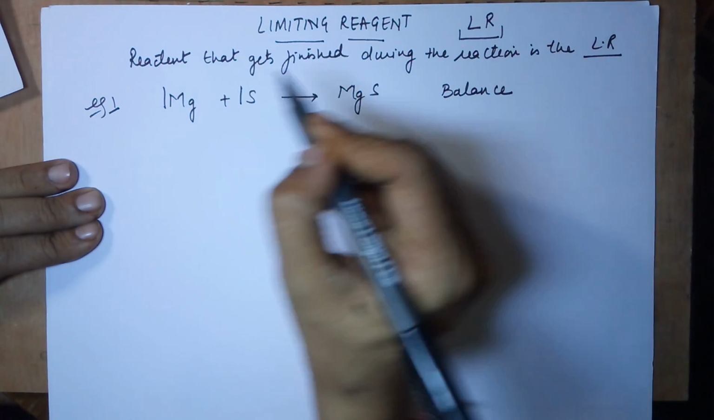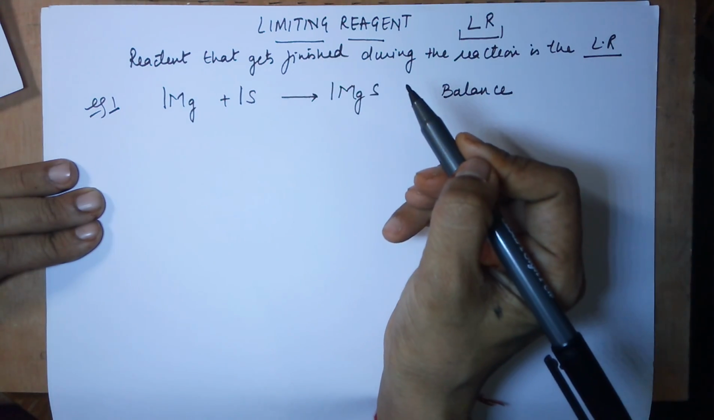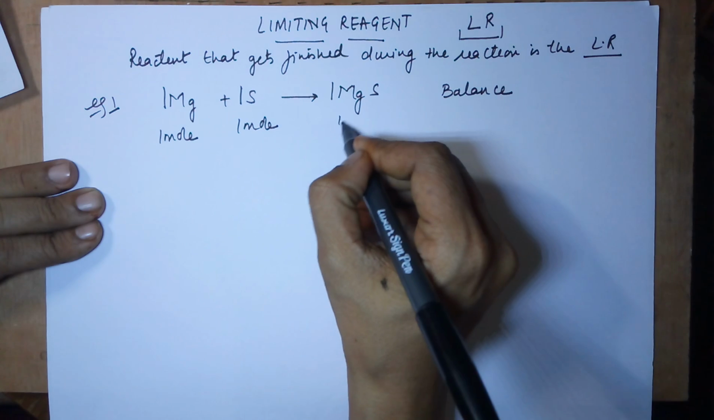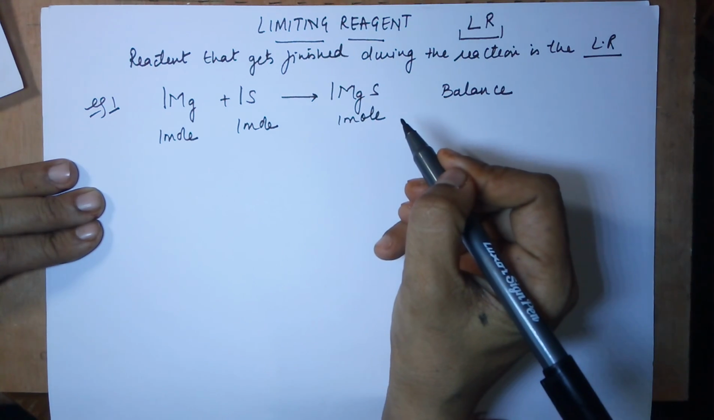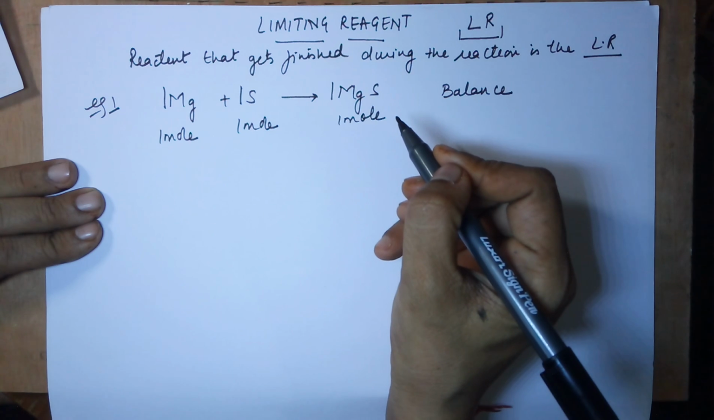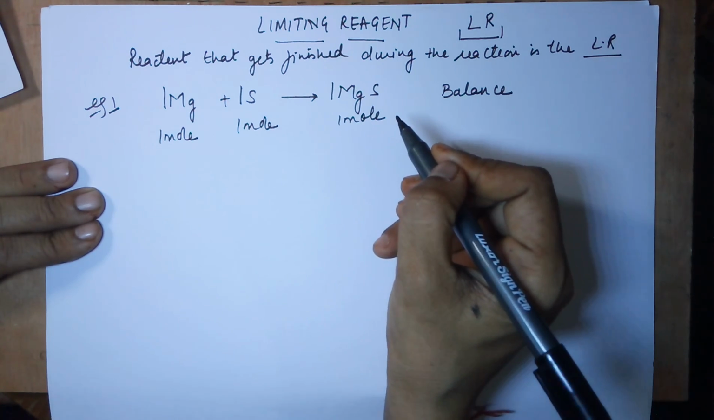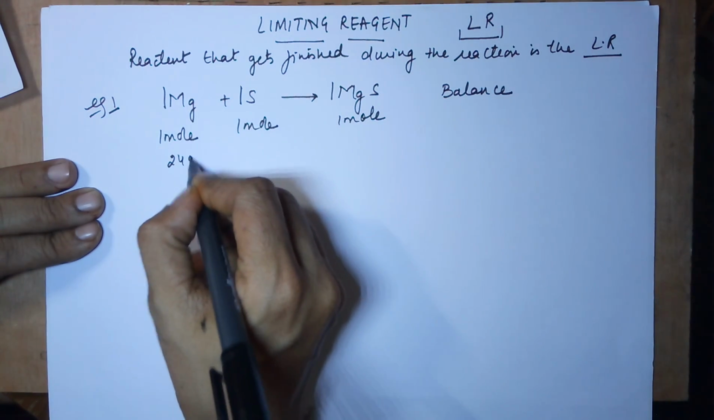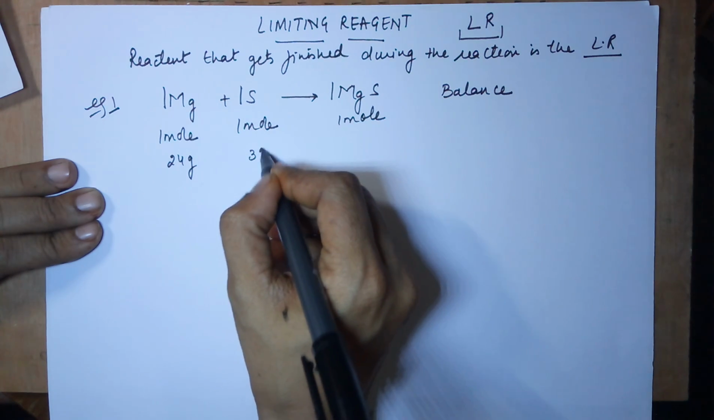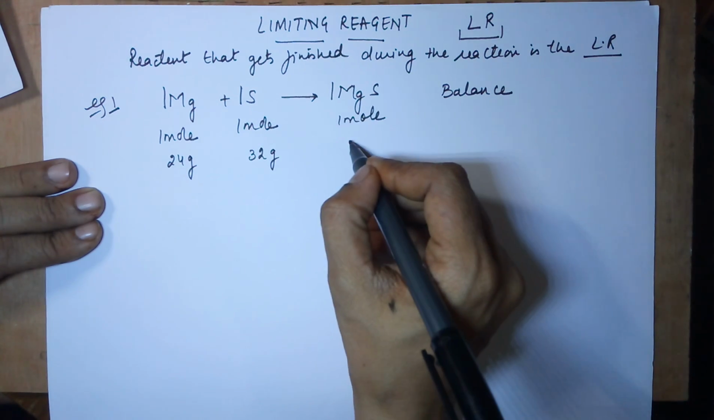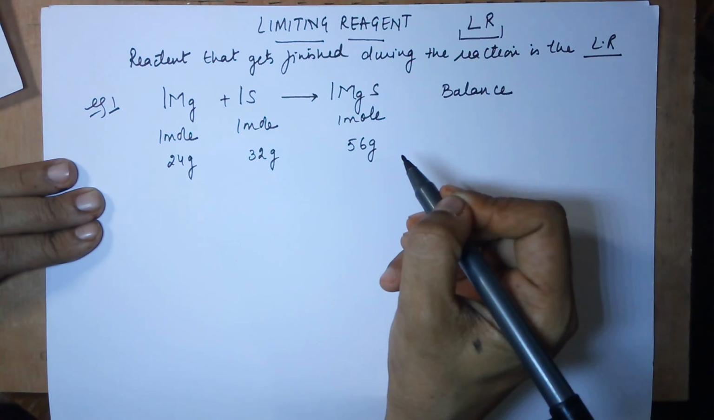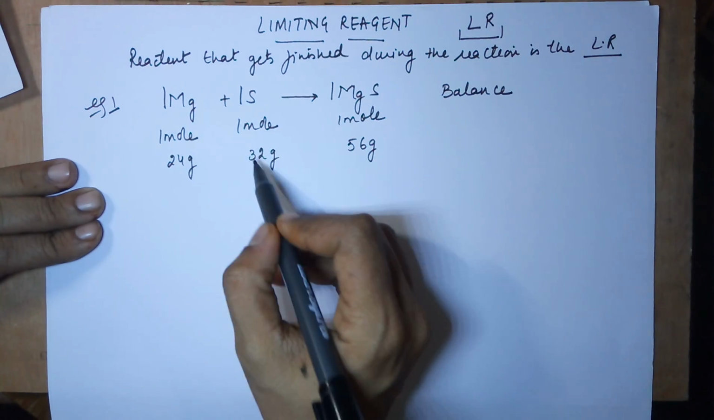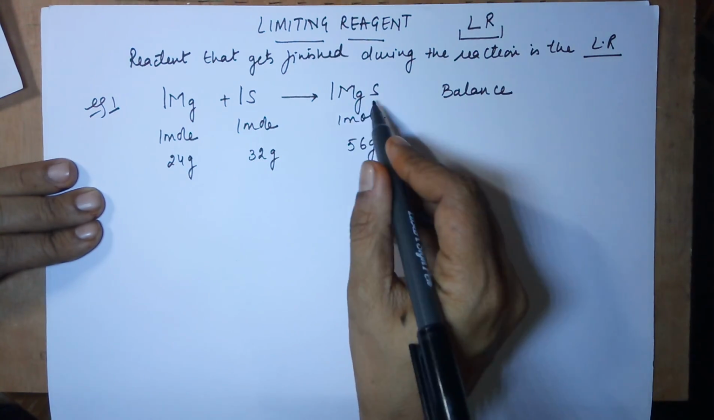1 magnesium combines with 1 sulfur to give you 1 MgS, which actually means 1 mole and 1 mole. Hence, 1 mole of magnesium requires 1 mole of sulfur to form 1 mole of magnesium sulfide. The other way of representing it would be 1 mole of magnesium is equal to 24 grams. 1 mole of sulfur is equal to 32 grams. And 1 mole of MgS is 56 grams, the product. So, when 24 grams of magnesium combines with 32 grams of sulfur, you would always get 56 grams of magnesium sulfide.